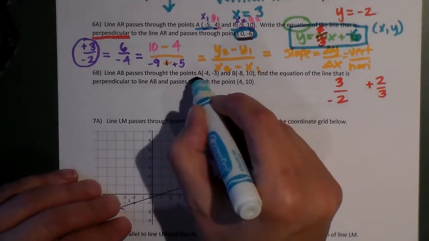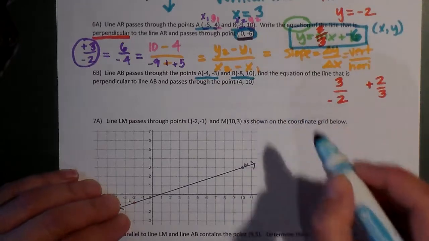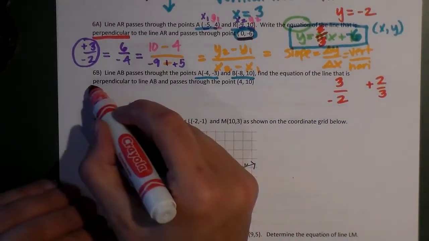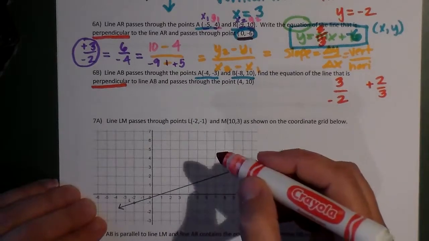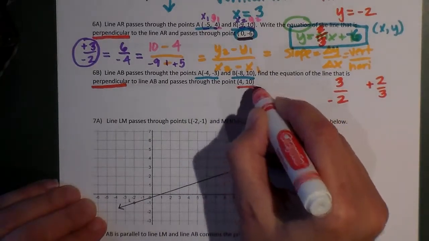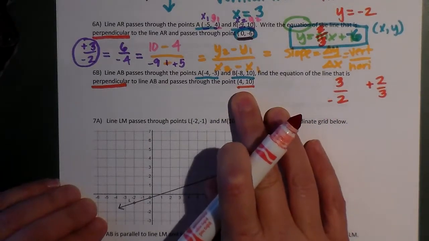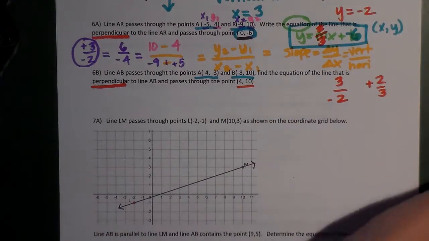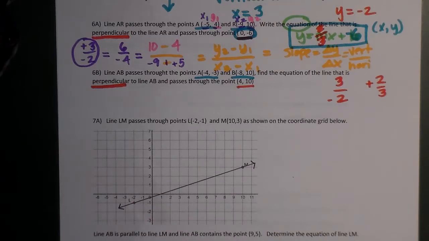I've got a line that passes through these 2 points, A and B, and I'm looking for the line that is perpendicular and passes through this point. Now the difference is here, this is not a y-intercept, so we might have to do something extra. So let's do the slope first.